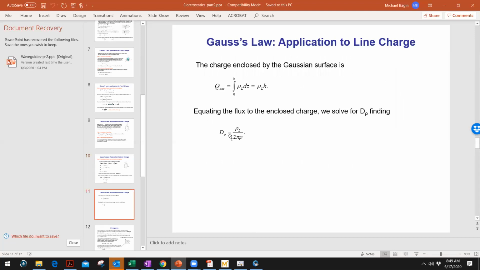Now that's the D field. How do I get the E field from that, anyone? Divide by epsilon naught. That's it. Divide by epsilon naught, and that's all it takes.